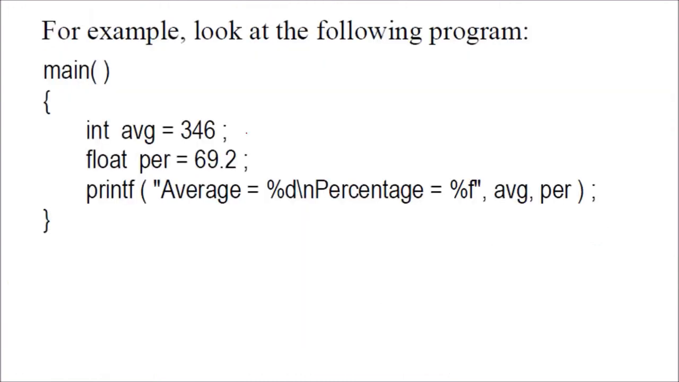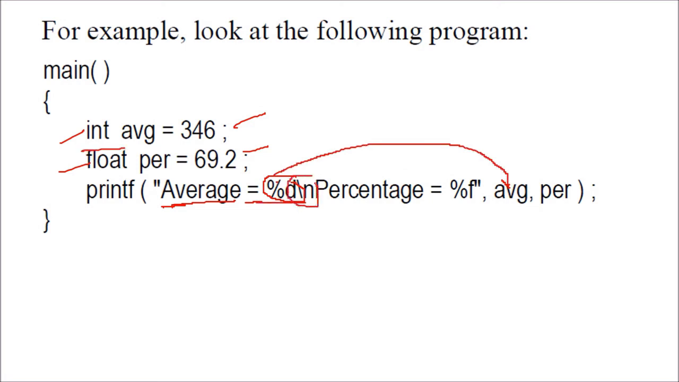Let us take an example. If you just want to print the average and percentage, this is an integer and this is a float. Because this is simply printf, you want to print average, you want to print is equal to. Now this %d is not printed. It will actually be replaced by the average, which is of integer type, in place of %d.